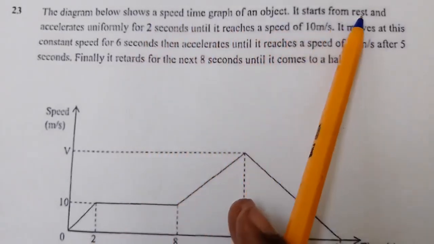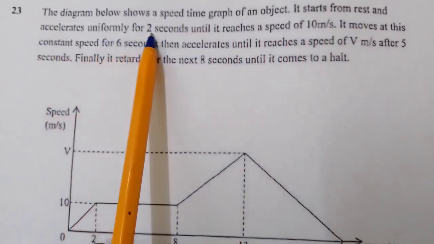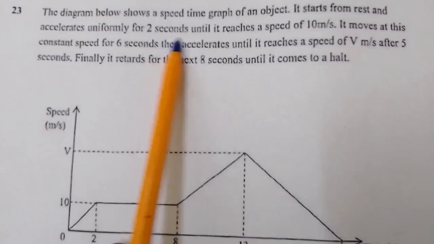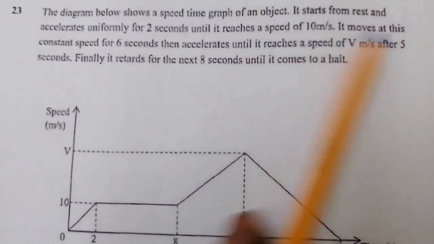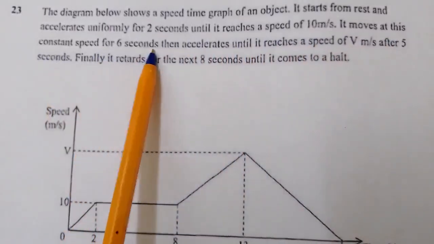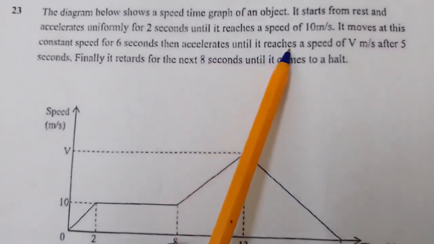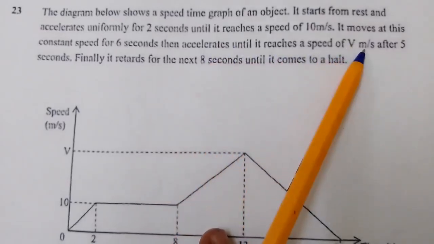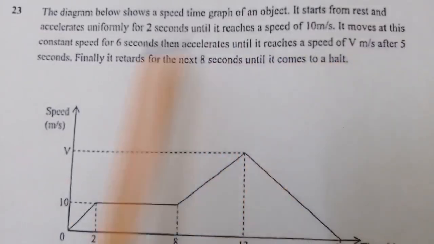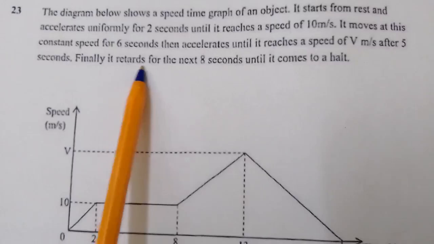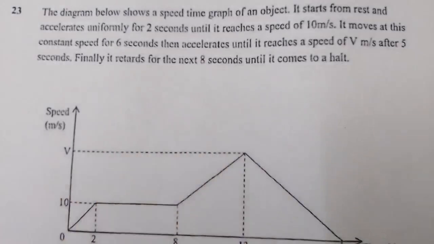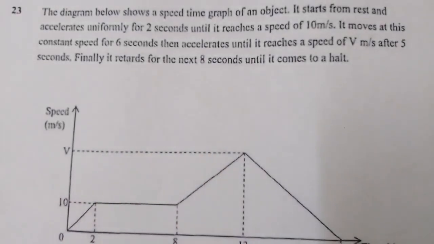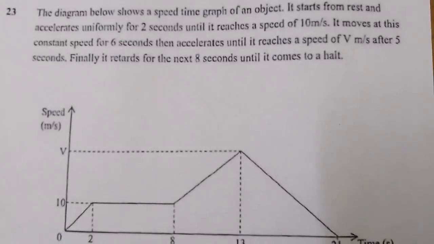It starts from rest and accelerates uniformly for 2 seconds until it reaches a speed of 10 meters per second. It moves at this constant speed for 6 seconds, then accelerates until it reaches a speed v meters per second. After 5 seconds, finally it retards for the next 8 seconds until it comes to rest, to a halt. So this is what you need to get.